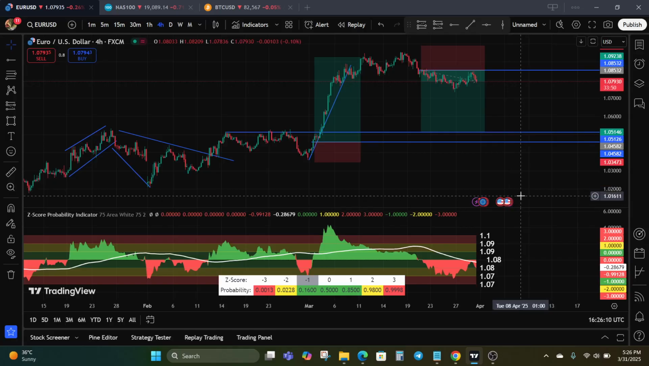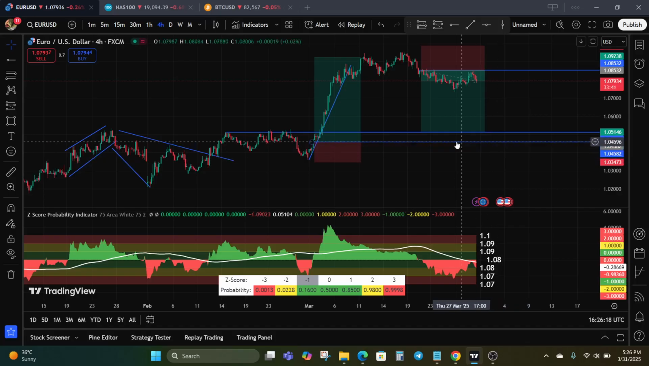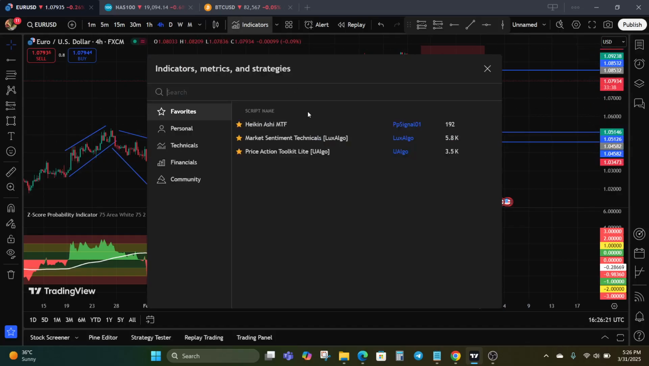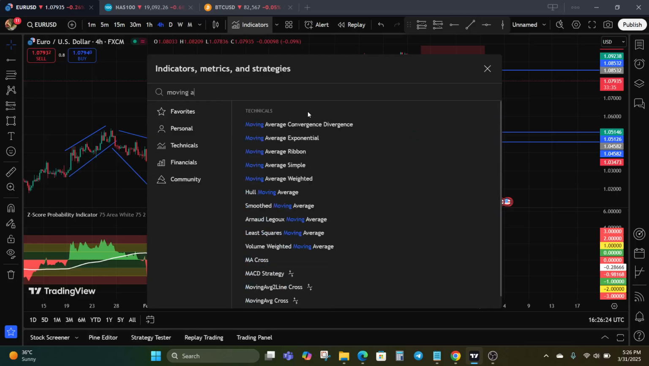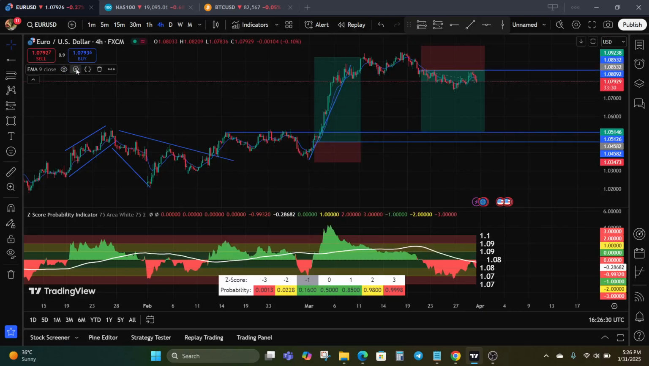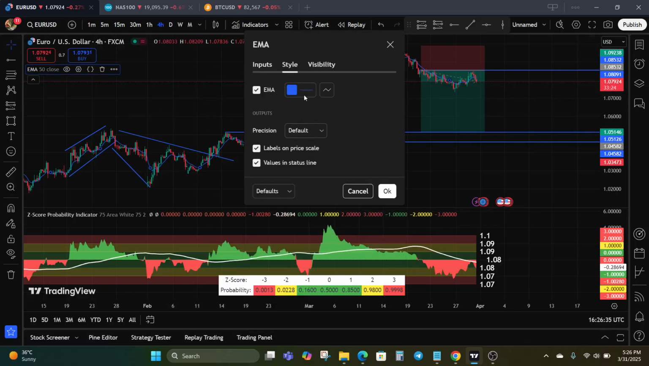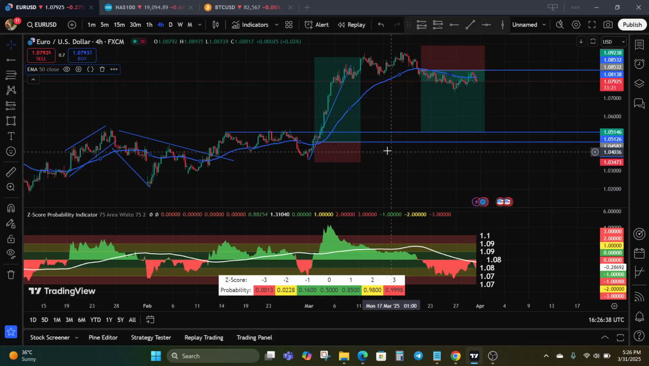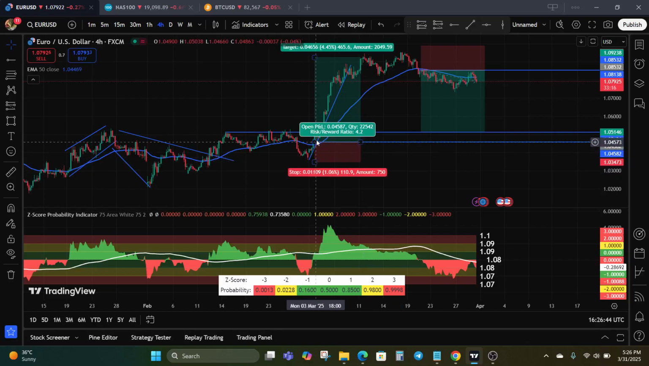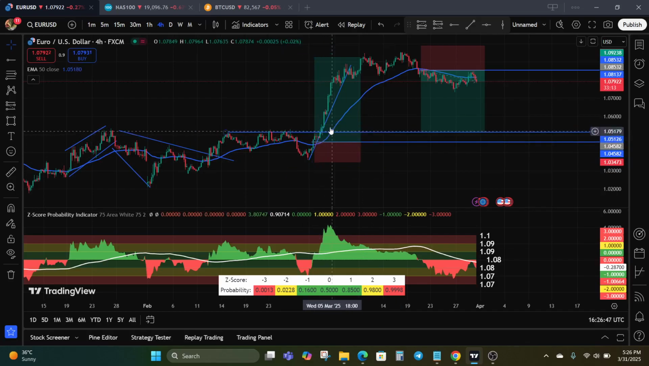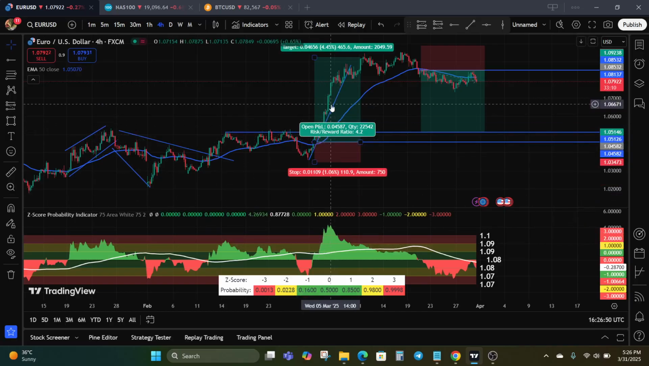Now, to improve accuracy, it's important to combine the Z-score with other technical tools. For example, let us add the exponential moving average. For example, if you have a rising Z score, when price is above the 50 period moving average, that confirms an uptrend.